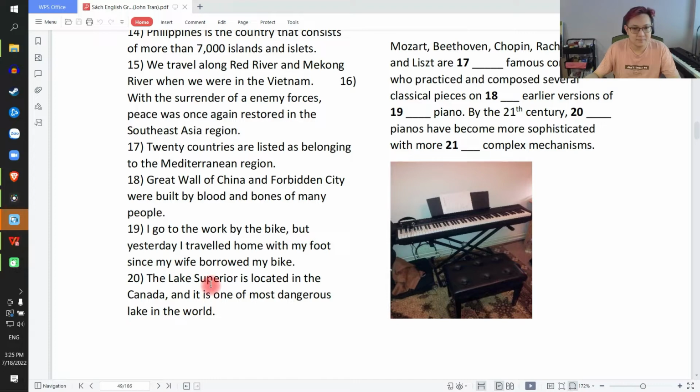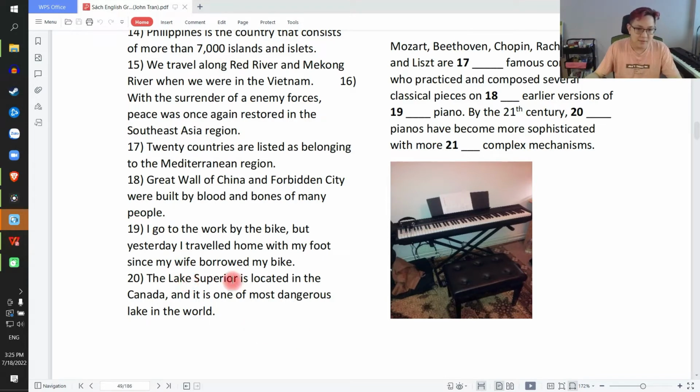Number 20. The name of the lake. The name of lake does not have any article. So it's just Lake Superior, tên của một cái hồ nào đó, tức là một cái lượng nước không di chuyển. So when we talk about an immobile body of water, there's no article.